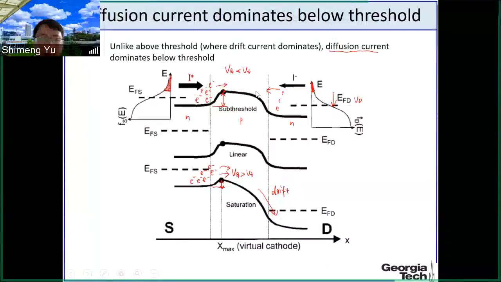So those two diffusion components are not equal, right? Not equal because from the left to the right you have more electrons, and from the right to the left you have fewer electrons. So there's a net current flow, and that is the subthreshold current, and that is dominated by this diffusion.